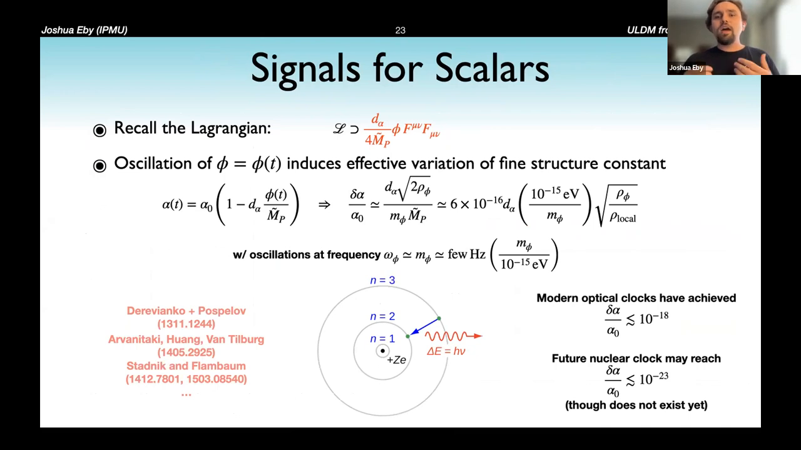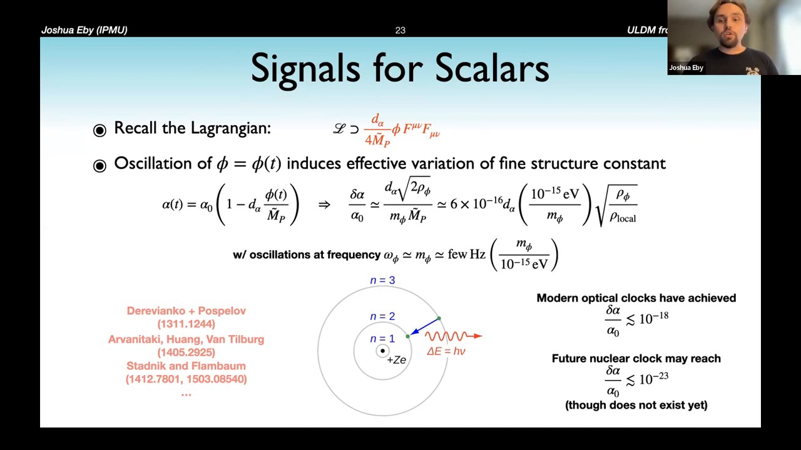Basically, atomic physics, atomic clock systems are very good test beds for ultralight dark matter because the oscillations of the ultralight scalar field induce oscillations of fundamental constants, like the fine structure constant or the electron mass. And those things will modify the frequencies of photon emissions in atomic systems. And so they can measure those frequencies very well. So modern optical clocks are basically sensitive to variations in the fundamental constant at the level of 10 to the minus 18, which is very incredible.